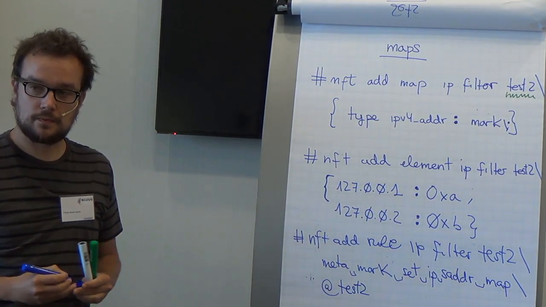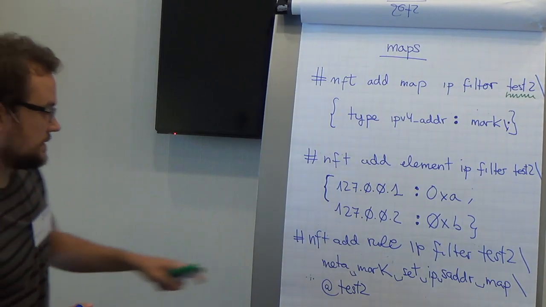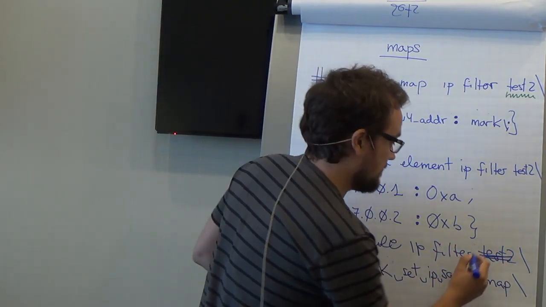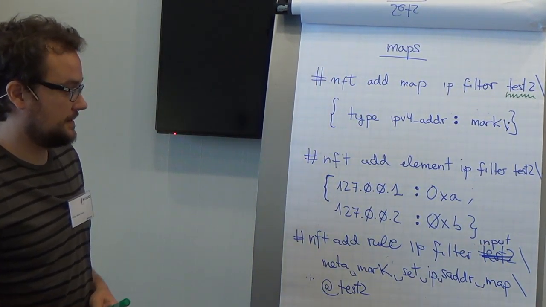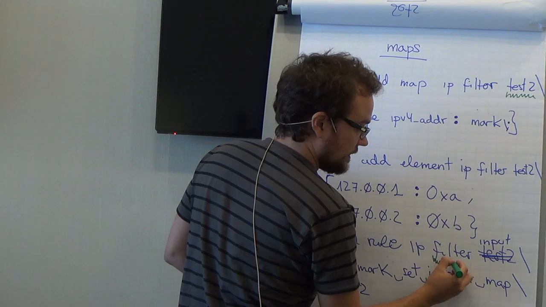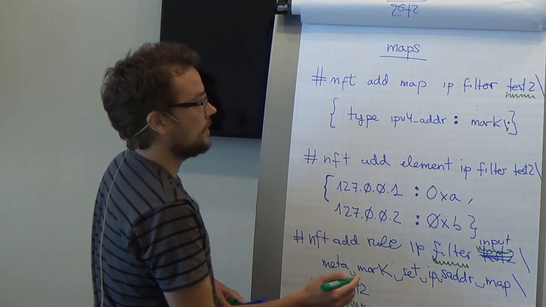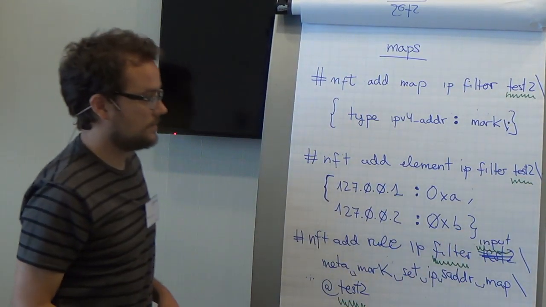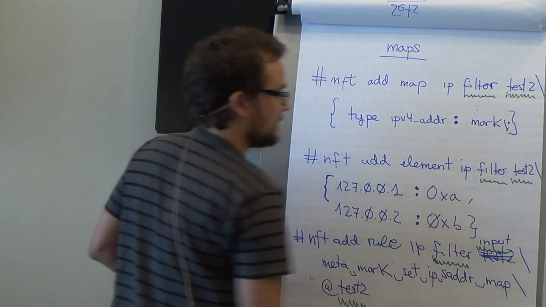So why do you need to supply test 2 twice? Well, this should be here actually. It's a mistake. This should be input. Okay. So yes, this should be input. So basically, we have names. Okay, there's filter, yeah. Yes, I'm filter here, right? These are names.